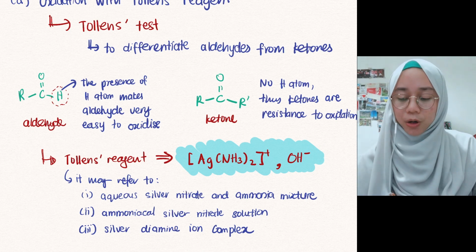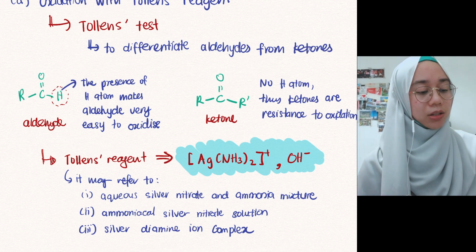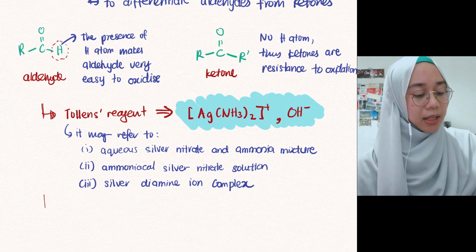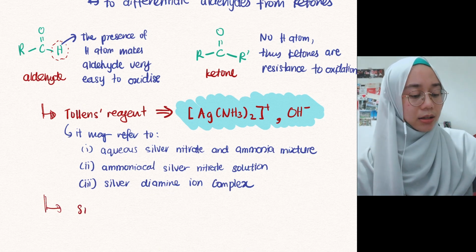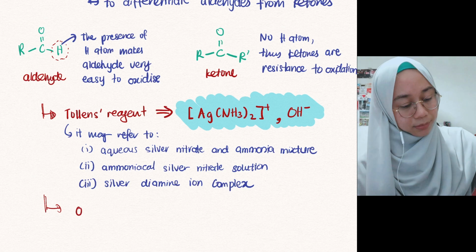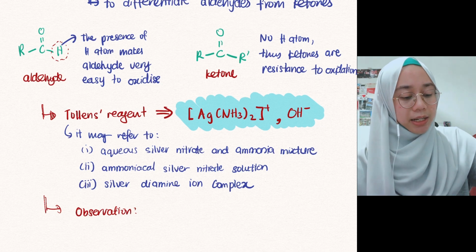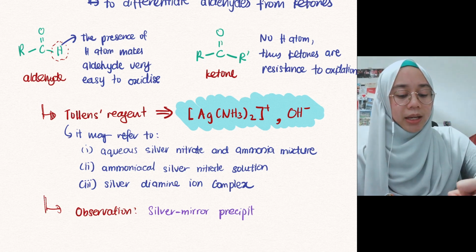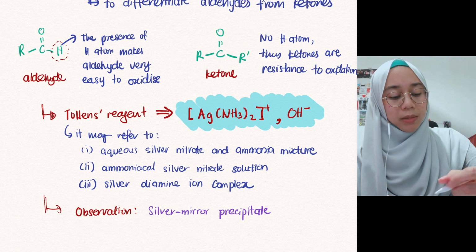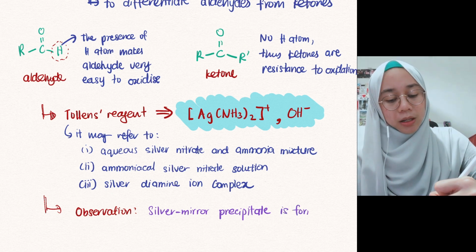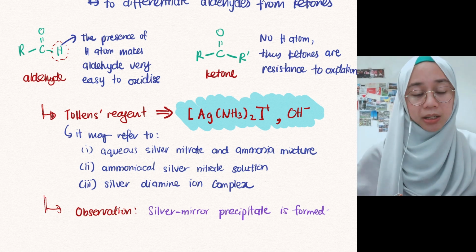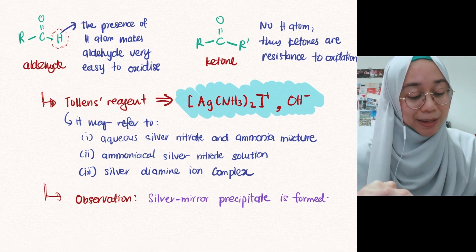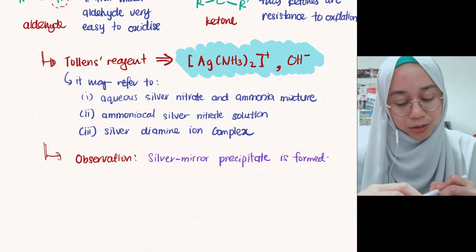Okay, jadi now observation pula. Since kita ada silver, apa yang kita akan nampak later on adalah observation. Observation dia adalah silver mirror precipitate is formed. Memang nampak macam mirror. Lepas ni Miss tunjuk kamu gambar. Kadang-kadang ada orang buat cantik, memang nampak macam mirror. Kadang-kadang ada orang buat tak nampak macam mirror sangat, tapi bolehlah nampak ada silver precipitate. So this is how it looks like.